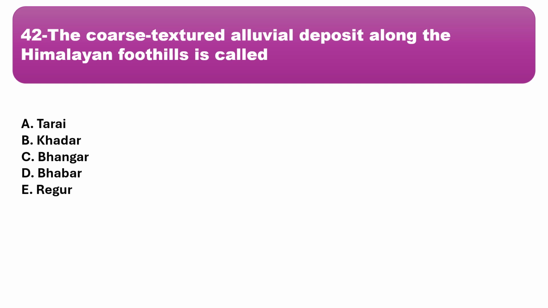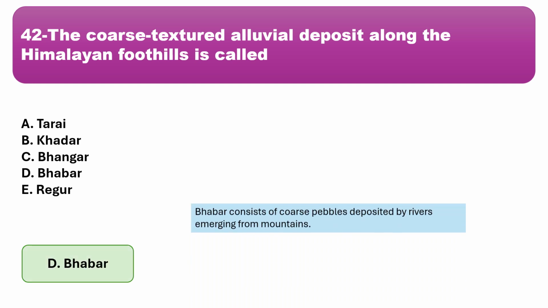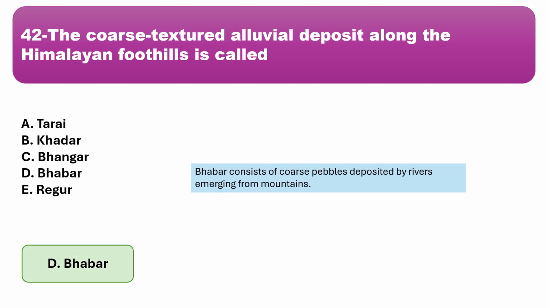Next question. The coarse textured alluvial deposit along the Himalayan foothills is called as? The options are Tarai, Kadar, Bangar, Babar, Regur. The correct answer is Babar. The Babar consists of coarse pebbles deposited by the rivers emerging from the mountains.